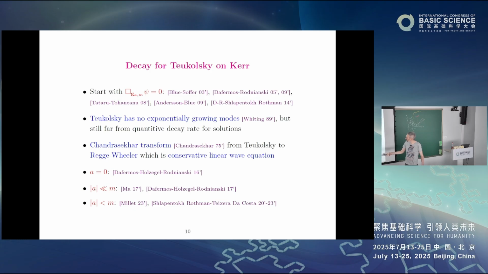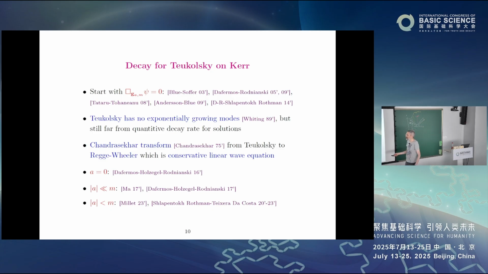Because the Regge-Wheeler equation derives from a Lagrangian, somehow you can export all the technology for the scalar wave, and you can prove decay for solutions to Regge-Wheeler, and then, provided you can invert this Schrodinger transform, you get decay for Teukolsky. And this is exactly what Dafermos-Holzegel-Rodnianski could do in the case of Teukolsky on Schwarzschild.